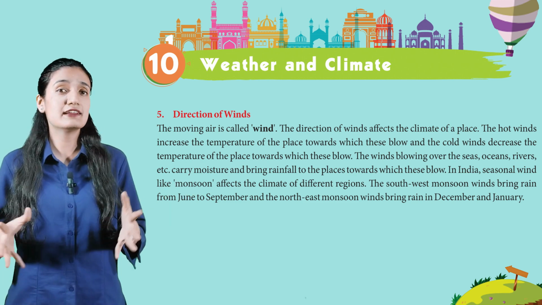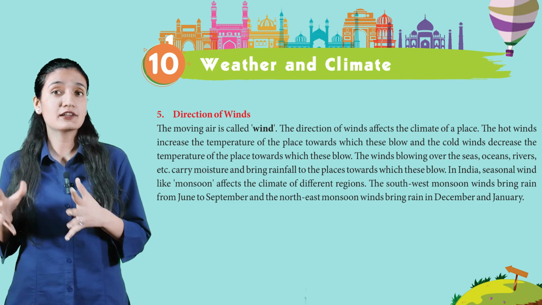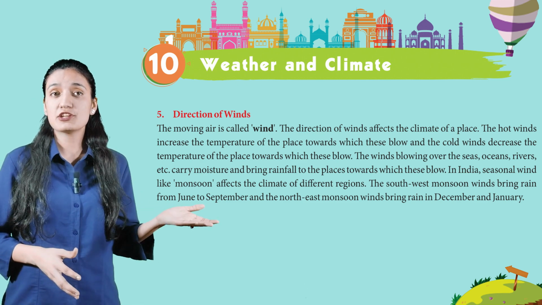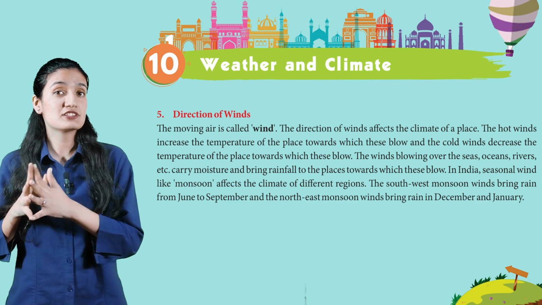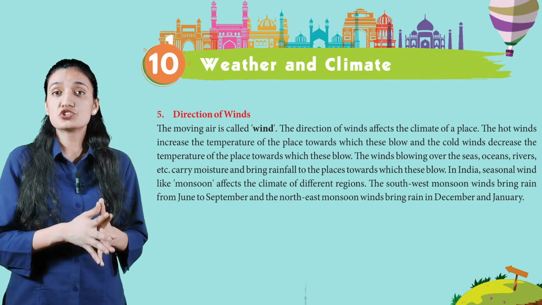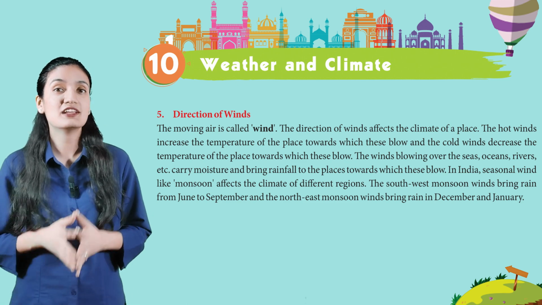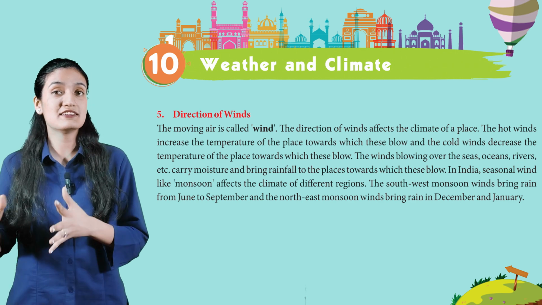The hot winds increase the temperature of the place towards which these blow, and the cold wind decreases the temperature of the place towards which these blow. The winds blowing over the seas, oceans, rivers, etc. carry moisture and bring rainfall to the place towards which these blow.